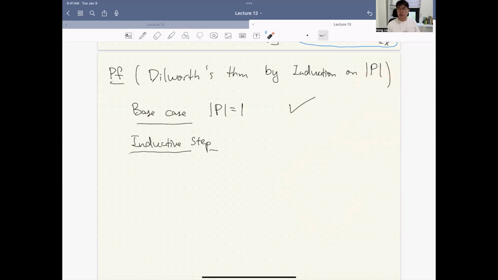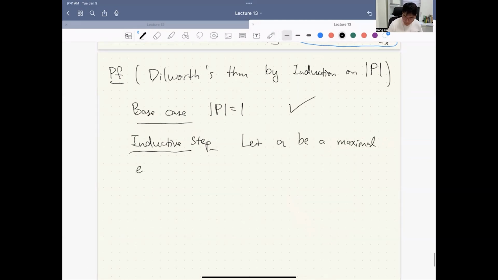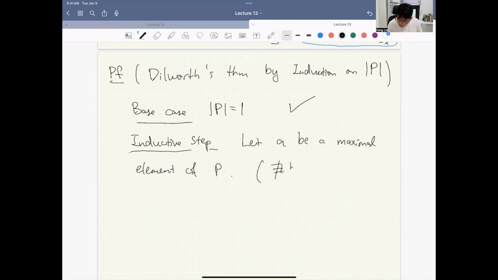What would be the most natural element to peel off? The max or the min, right? So let A be the maximal element of P. Maximal means there's no other element such that A is less than that element. This just means there exists no B such that A is less than B. This is what it means.